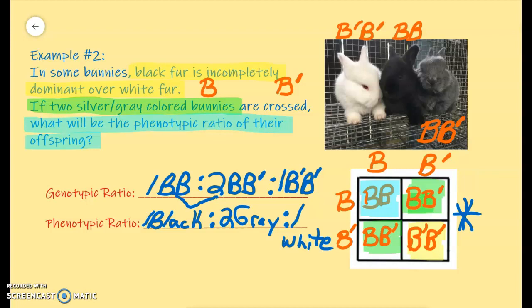Now, if you want to try to work out some of these problems doing it the old school way, saying black is incompletely dominant to white, and if you can remember that a heterozygous individual is going to be gray, that should not affect then your ability to get this answer right here. However, I've always seen students get confused by doing it the old school way, so I highly encourage you to do it the way that I showed you. Do not do this. Have the recessive allele be capital also with an apostrophe after it.